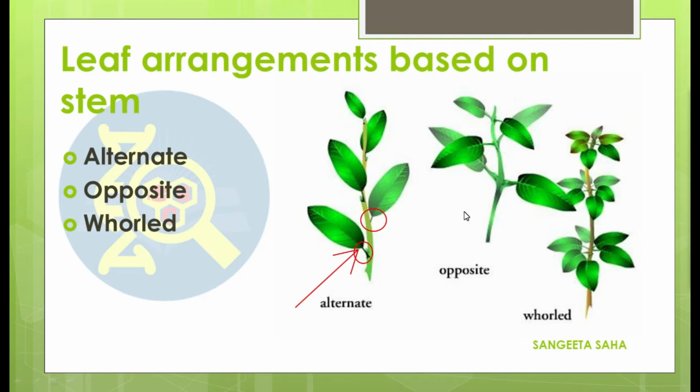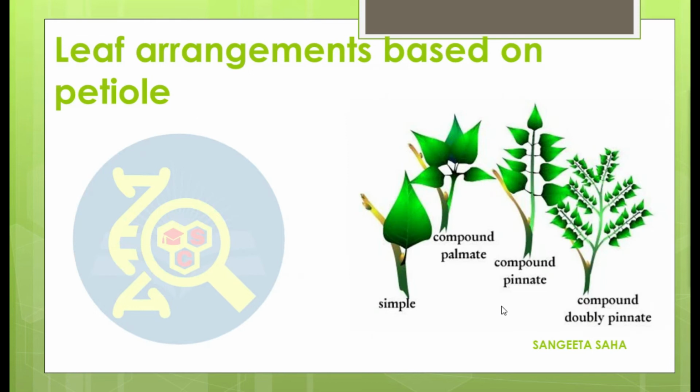Next, coming to the opposite. Now if two leaves, as you can see here, occur at the same node and are 180 degrees apart like this, then it is known as opposite leaf arrangement. Again, here, if you see that three or more leaves are attached at the same node, it forms a whorled leaf arrangement.